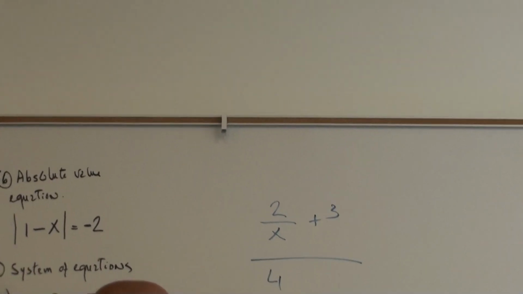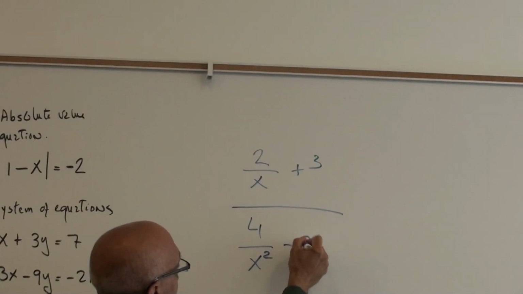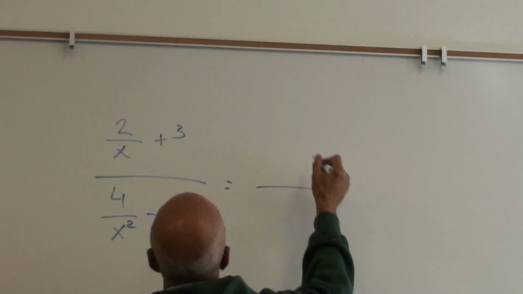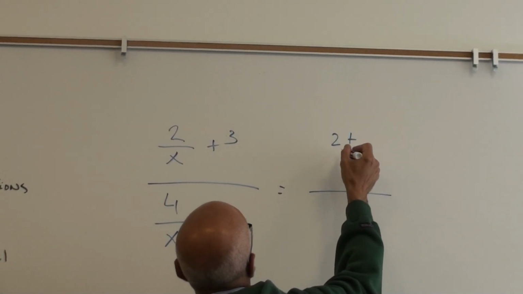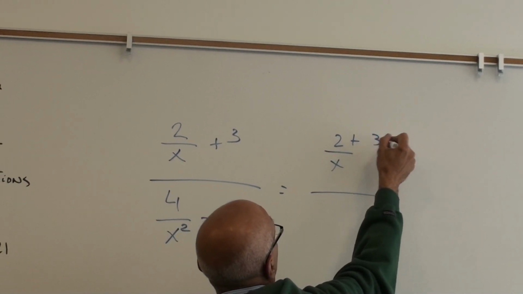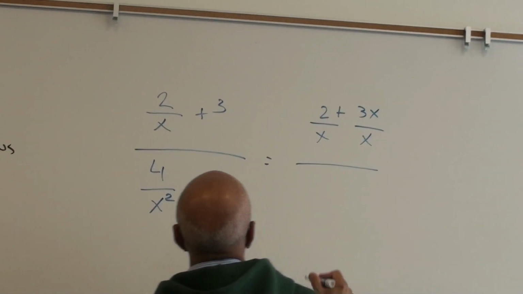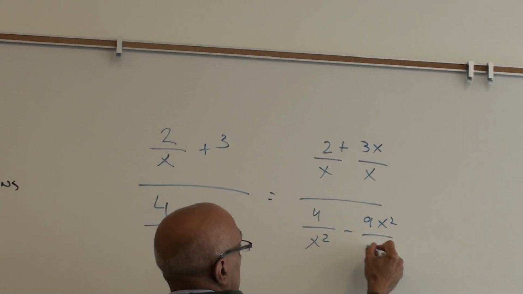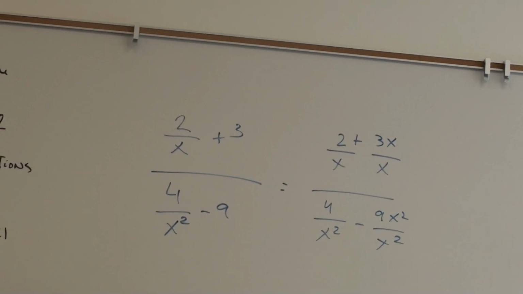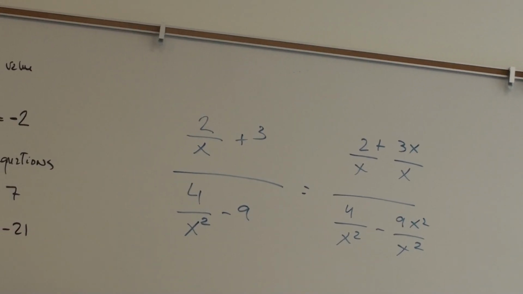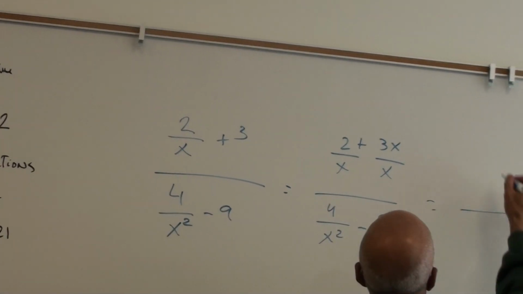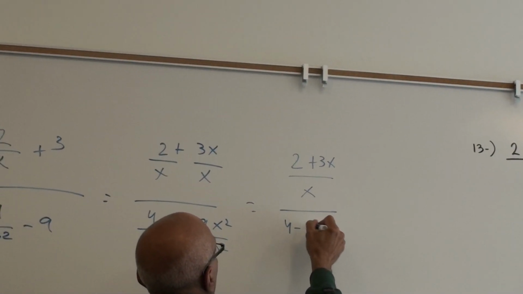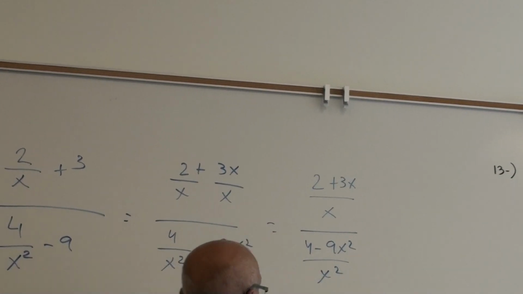What about this one here on the bottom? What is the common denominator here? X squared, excellent. So now I have 2 plus 3x over x, and here I have 4x squared minus 9x squared divided by x squared, okay? So now I have a common denominator, right? So let's simplify that. I have 2 plus 3x divided by x. Here I have 4 minus 9x squared divided by x squared.